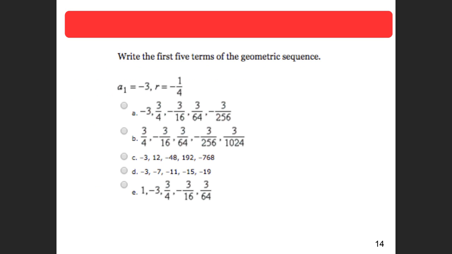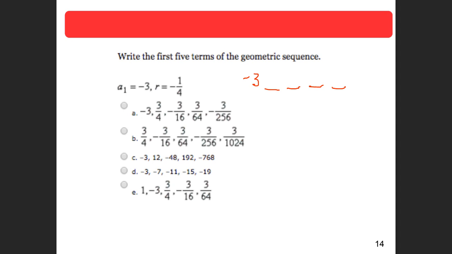In this problem, it says write the first 5 terms of a geometric sequence. Now, if they give me the first term, it's super nice. So they gave me the first term as -3. Awesome. That's my first term. It wants me to write the first 5. 1, 2, 3, so 1, 2, 3, 4, 5.